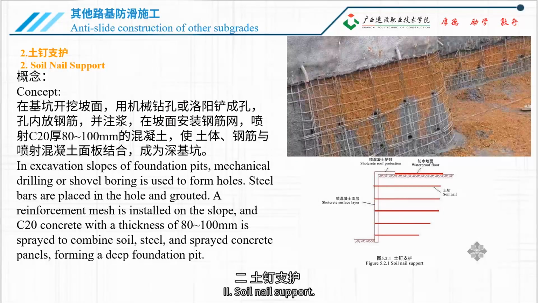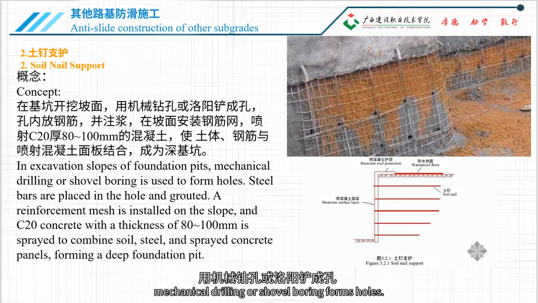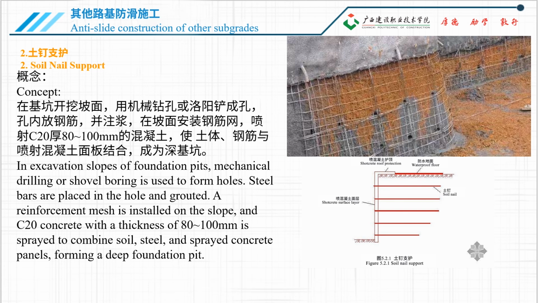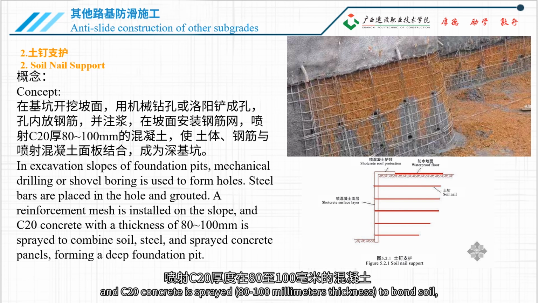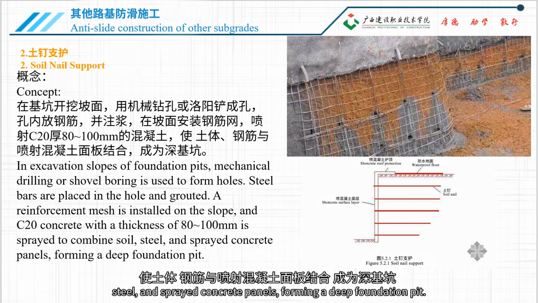2. Soil nail support. Concept. In excavation slopes, mechanical drilling or shovel boring forms holes. Steel bars are placed in the holes and grouted. Reinforcement mesh is installed on the slope, and C20 concrete is sprayed, 80 to 100 millimeters thickness, to bond soil, steel, and sprayed concrete panels, forming a deep foundation pit.